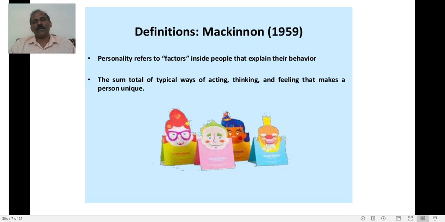So that is in his definition, he says factors inside people that explain their behavior. Or it is a sum total or product of typical ways of acting, thinking, and feeling. See, acting, that is expression, which is observable. Thinking, one thinks in his brain or mind, a thinking process in the mind, and feeling is usually in the heart. So based on this thinking and feeling, you act. You can say acting or behavior is influenced by the thinking and feeling of a person, and the way in which he acts, thinks, and feels will make him different and unique from others.